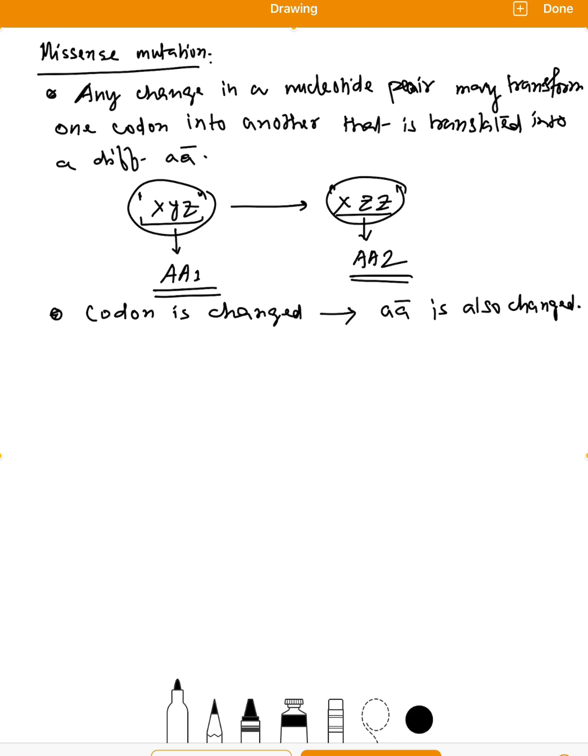If the amino acid is changed, we can say the missense mutation has the ability to affect the functioning of a protein, because whenever the amino acid of a protein is changed, the protein properties will be changed. So that's why the protein function will also be changed. So missense mutation may change the functions of a protein.